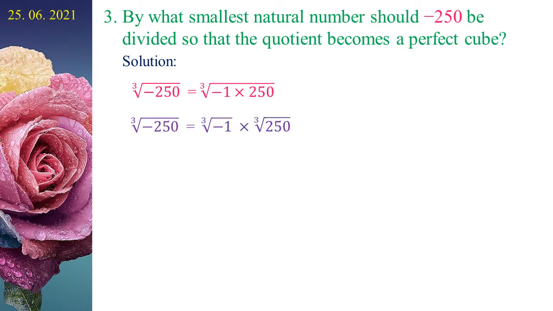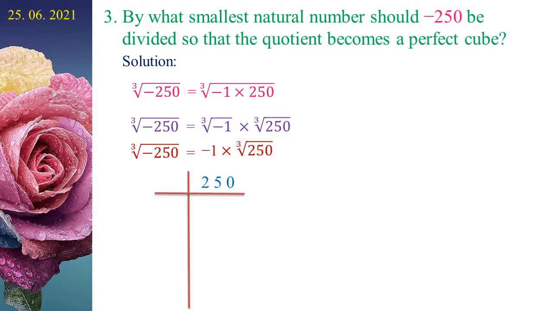So, cube root of minus 250 equal cube root of minus 1 into cube root of 250. Here, cube root of minus 1 is minus 1 because minus 1 cube equal minus 1. Cube of a negative number is negative into cube root of 250. Let's find the prime factors of 250.